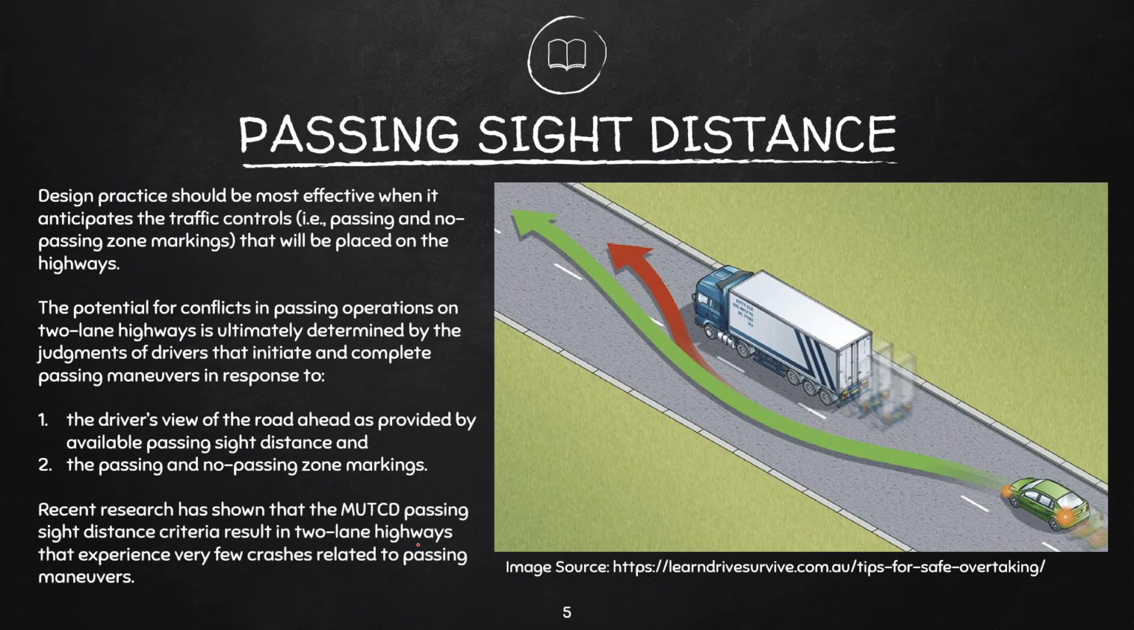And similar to the other sight distances, the driver behavior is really an important factor in determining this passing sight distance. And it is also not dependent on the provision of these sight distances that we will guarantee 100% that there will be no failure or accident that will be met by these drivers, because it is always depending on the behavior of the driver. Okay? Recent research has shown that the MUTCD passing sight distance criteria result in two-lane highways that experience very few crashes related to passing maneuvers.